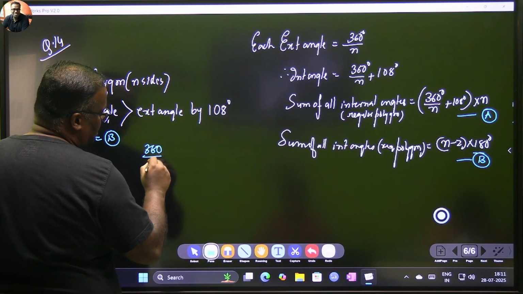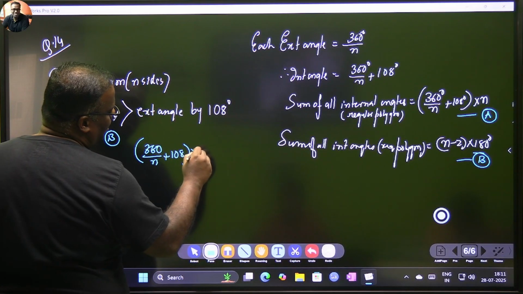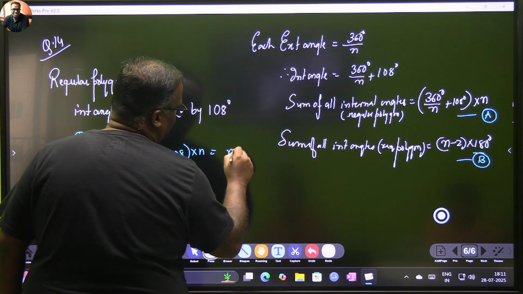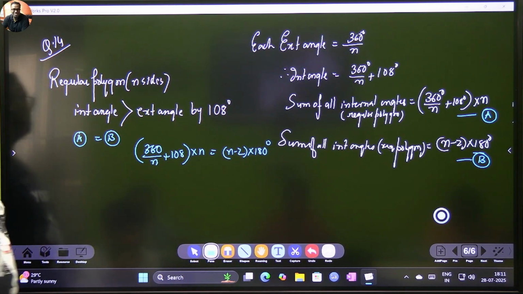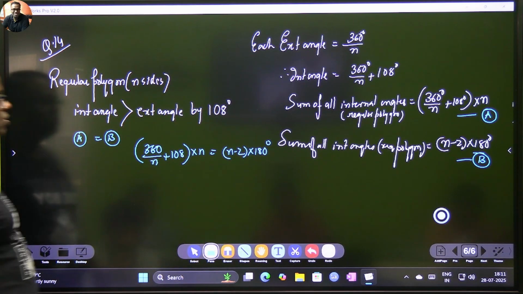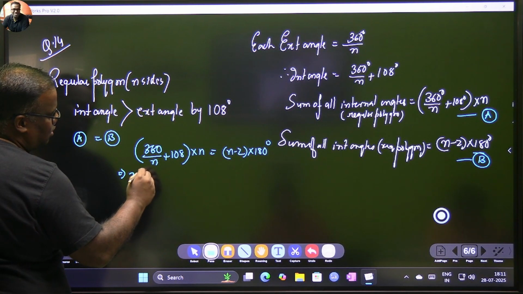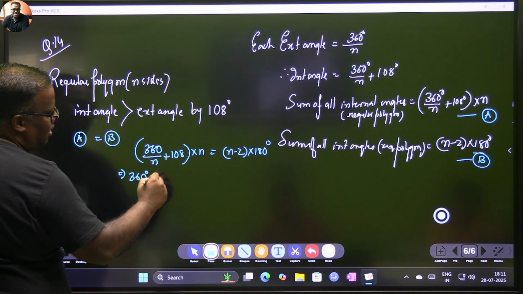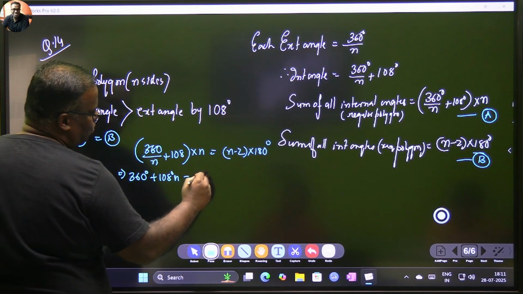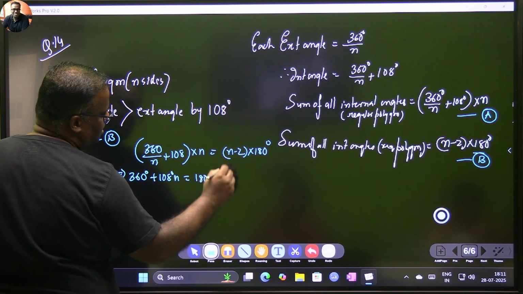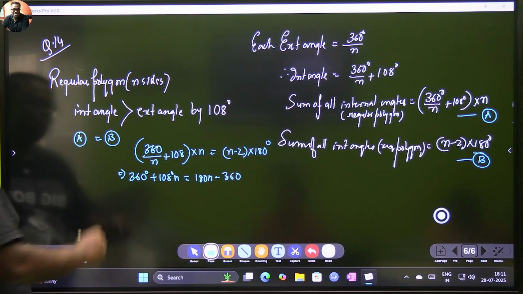360 by n plus 108 into n should be equal to n minus 2 into 180 degrees. We just need to solve this linear equation, which is very easy. Let's multiply by n. Then how much do you get? You get only 360. N will cancel n. And here we get 108 degree n is equal to 180 n minus 360. Agreed? So let's bring it here.